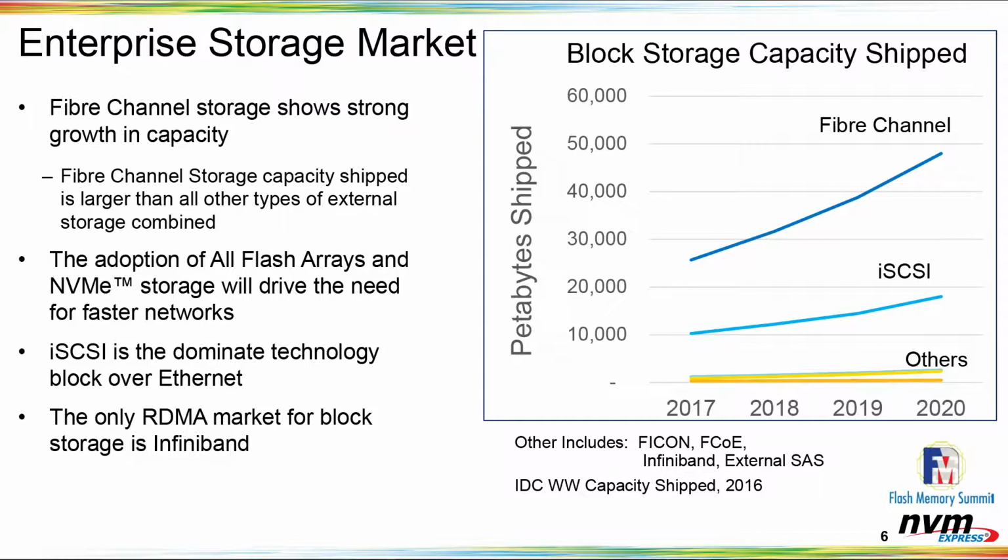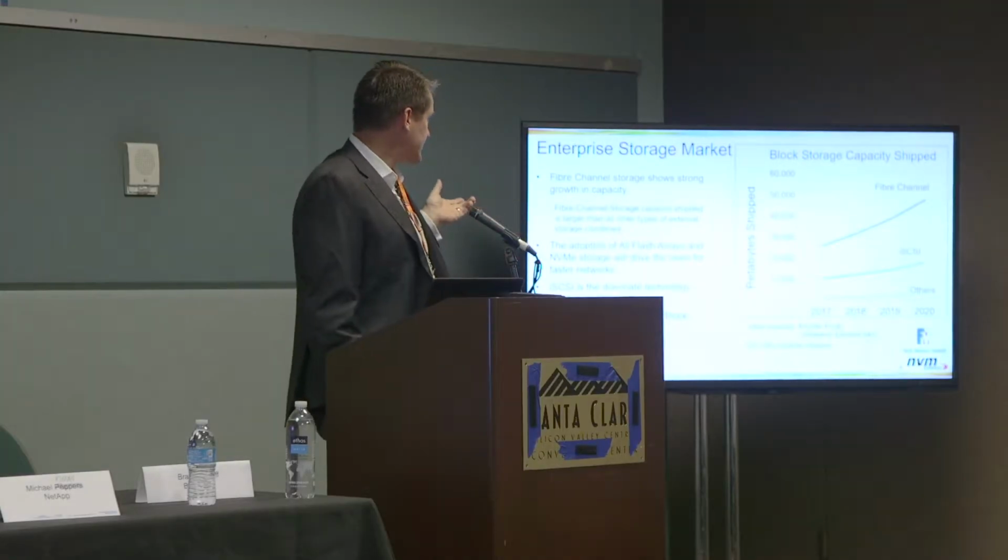Second one is iSCSI, which is your IP version. And the others would include InfiniBand, SOE, FICON, external SAS, and the rest. And it's growing. In the Fibre Channel market overall, we're seeing reports coming out that will be published shortly that Fibre Channel as a market is growing in 2018 and looks like it's going to grow in 2019. And so the enterprise market's growing.